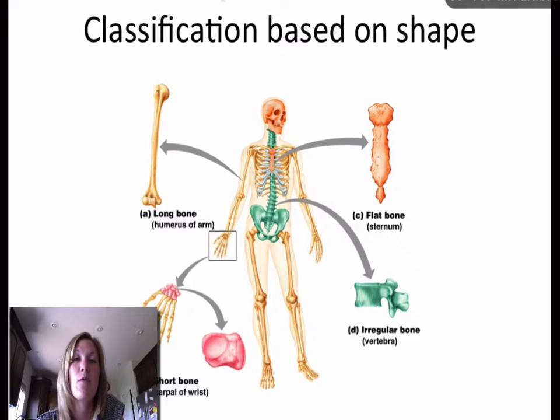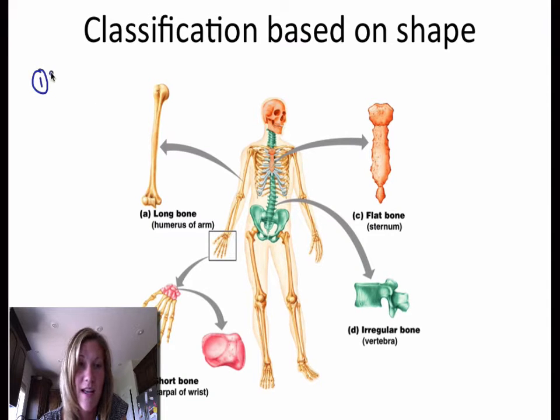And the last thing that we're going to talk about in this podcast are the different classifications of bone based on their shape. So we'll start off with the first type of classification, and that's a long bone. Okay, a long bone. Here are some criteria to be considered a long bone. The first is that they are typically longer than they are wide.